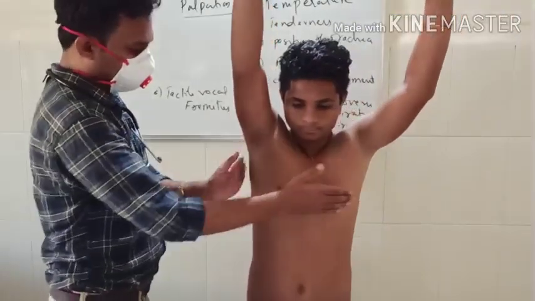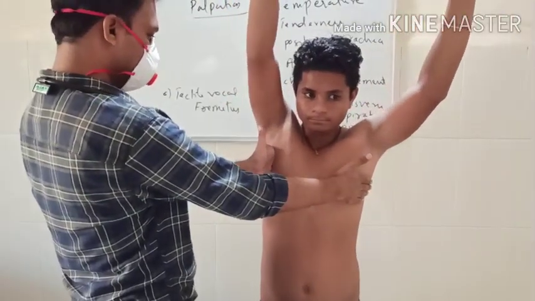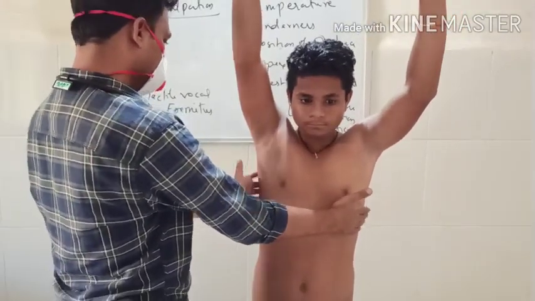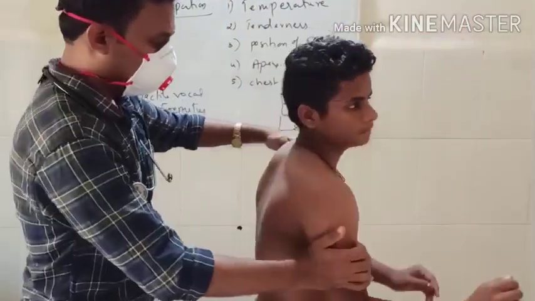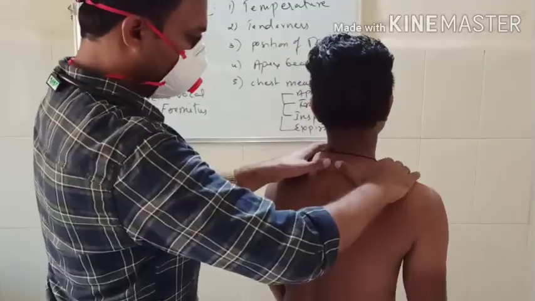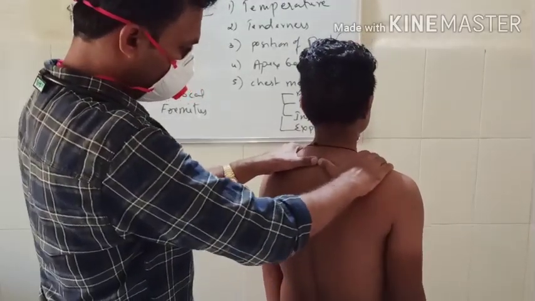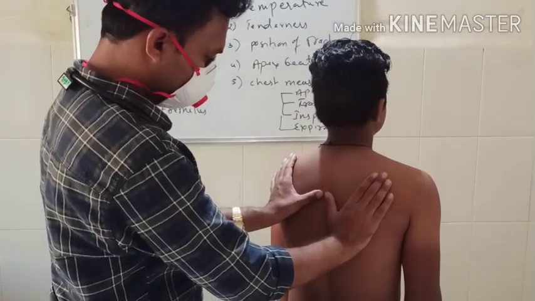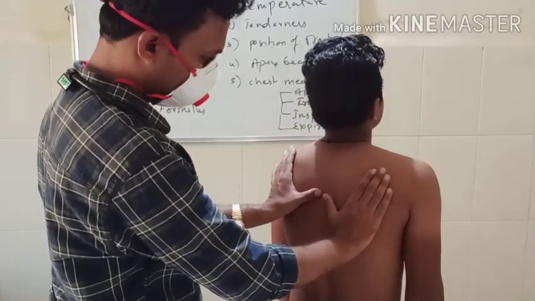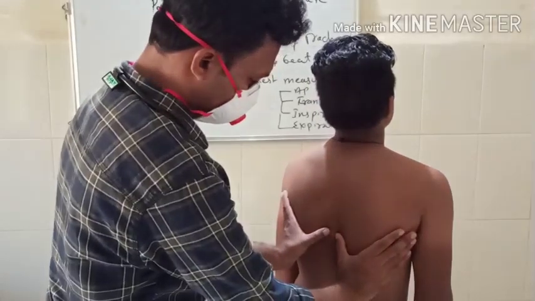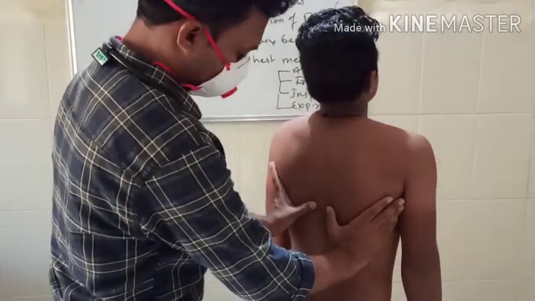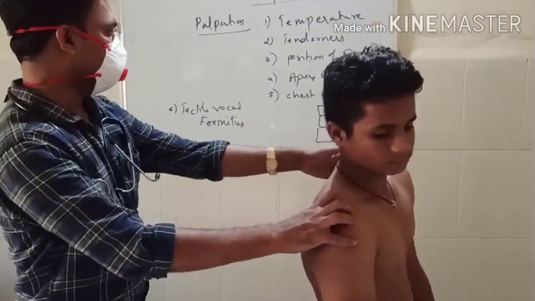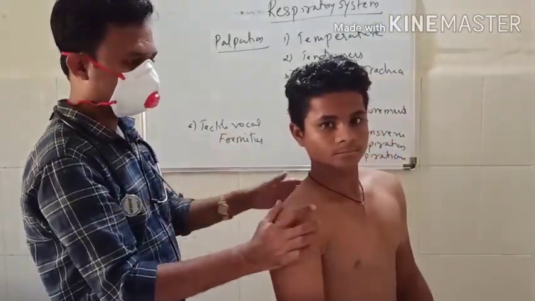Then you check for the movement at the axilla and the infraaxillary, and suprascapular, and interscapular, and infrascapular. So both hands are moving equally. It's good. Then lastly you elicit tactile vocal fremitus.